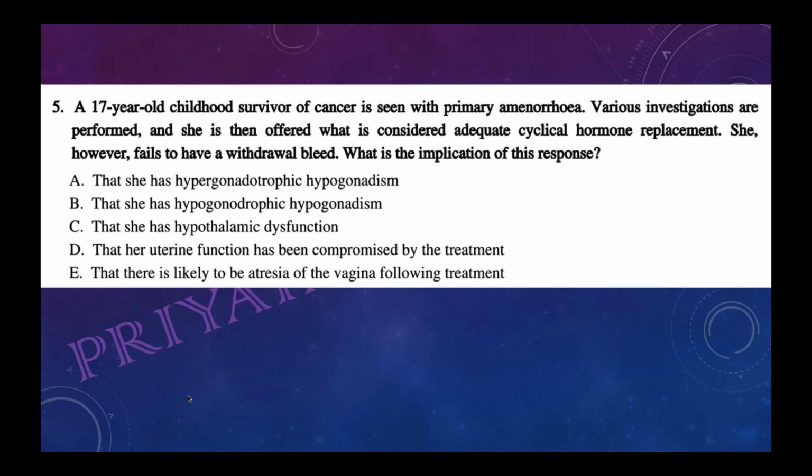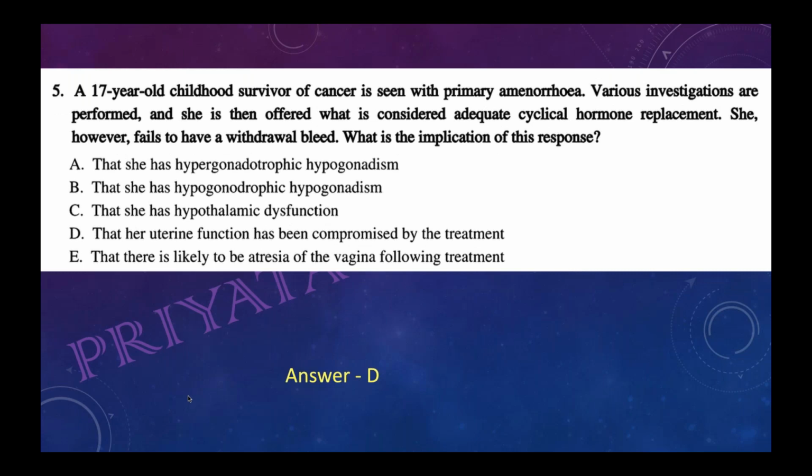So a 17-year-old girl with primary amenorrhea, all investigations done. After that, cyclical hormones are given, but there is no withdrawal bleed. Why is there no withdrawal bleed? Uterine function compromised by the treatment, ma'am. Yes, uterine fibrosis. Endometrium is at fault.